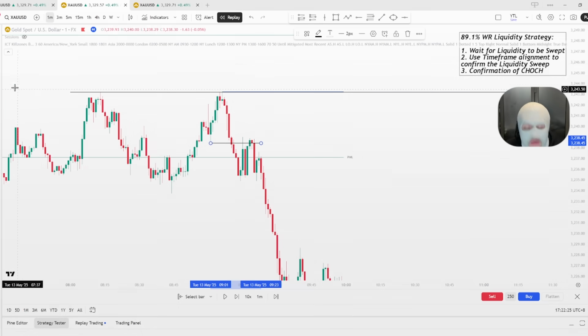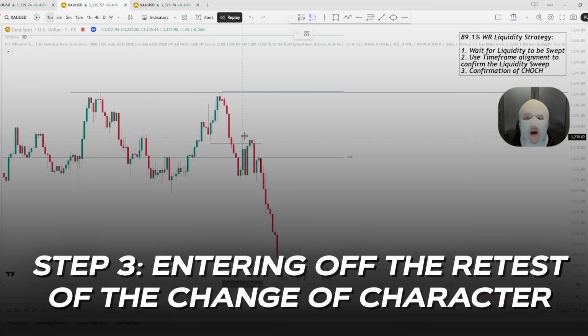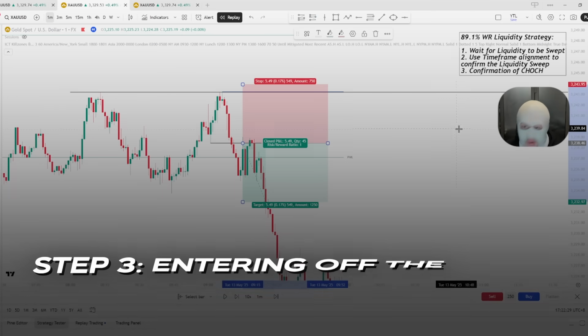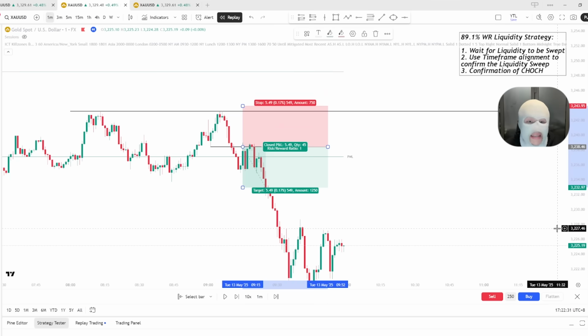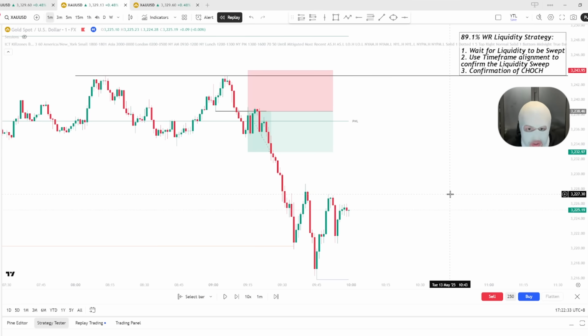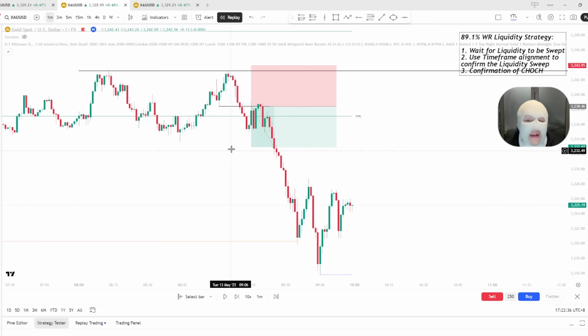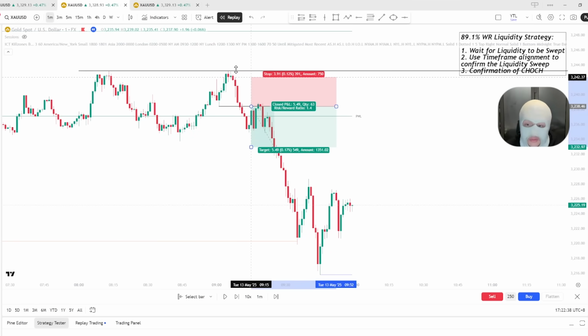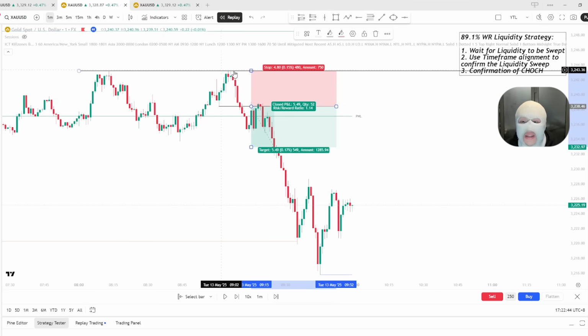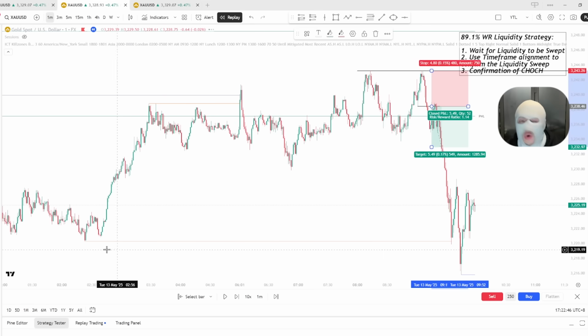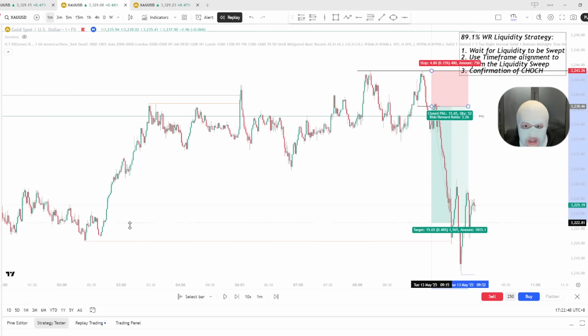Now all that's left to do is step 3, entering on the retest of the change of character. We retest the change of character here, and that's our entry. For our stop loss, we place it at the swing high of the change of character level here. For our take profit, remember what I said about liquidity pairings? Since we have swept the 1 hour high, we target the 1 hour low. Right here is our final TP.